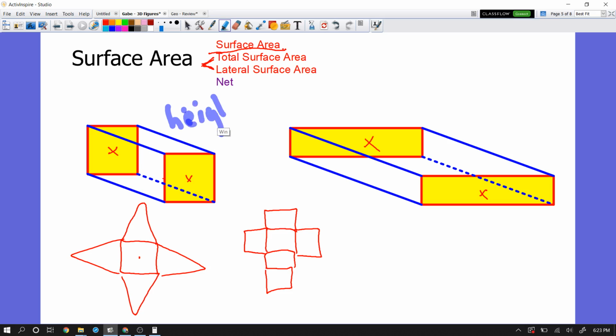Height, how do you spell? I don't know. Prism. I'm going to put priz.